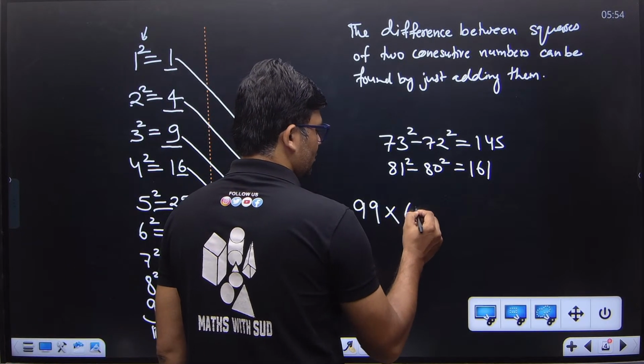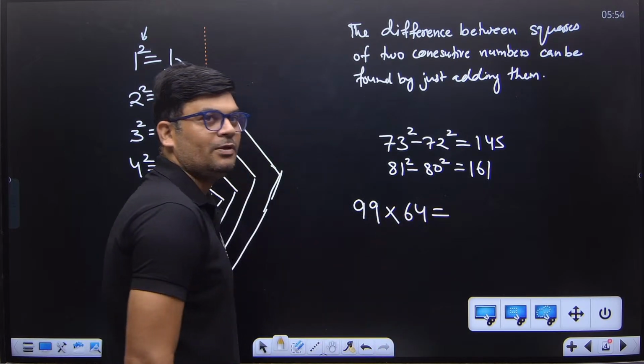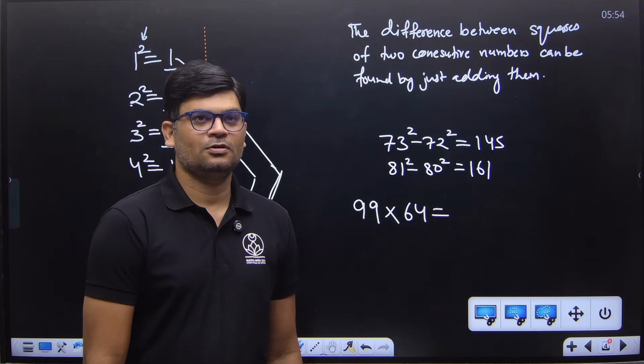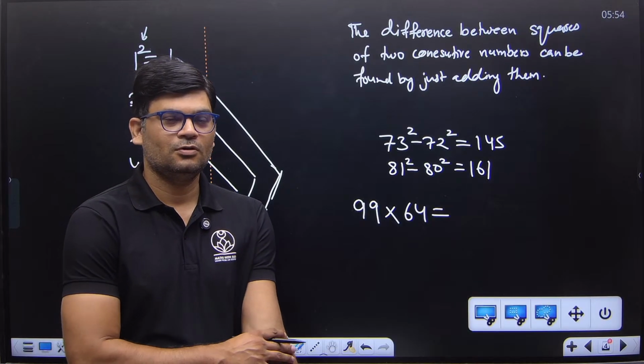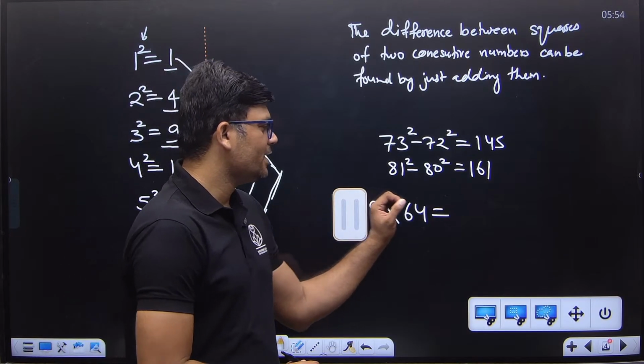I need a revision on that. Can you tell me 99 into 64? Yeah, I think I need a revision on that. Okay, you need a revision on that. So let's revise.